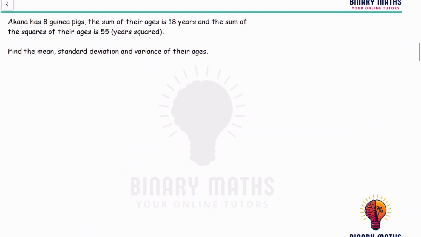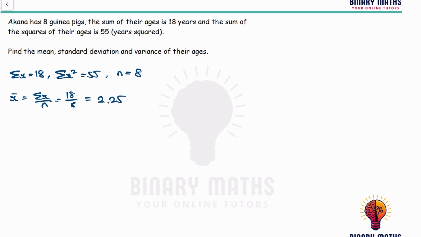A corner has 8 pigs. The sum of their ages is 18 years, so sum of x is equal to 18. The sum of the squares of the age is 55, so sum of x squared is equal to 55. And n is equal to 8. Find the mean, standard deviation, and variance of the age. So mean is x bar, which is sum of x over n, which is equal to 18 over 8, which is 2.25.